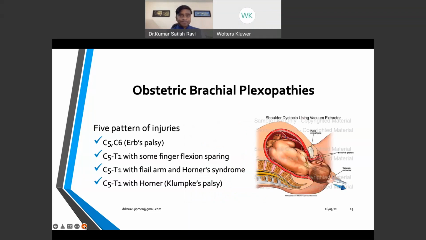Now coming to the obstetric brachial plexopathies, that is the injuries related to obstetric causes. There may be Erb's palsy, right? There may be the C5 to T1 with some finger flexion sparing. There may be flail arm and Horner's syndrome, you can say. And apart from that, there may be Klumpke's palsy. So all these may be because of the obstetric injury to the brachial plexus. We'll be discussing one by one.